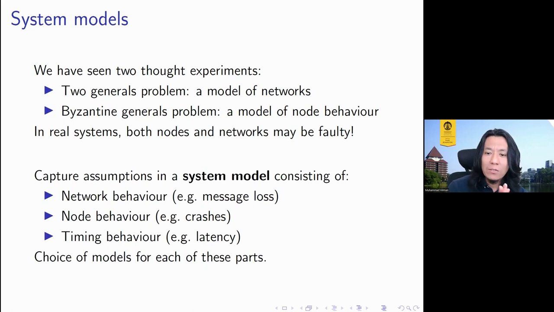Okay, so the assumptions of the system model that we are discussing here, the distributed system, start with network behavior. Probably messages can be lost. The second one is node behavior, because there are probably compromised nodes, compromised computers within the system, or maybe they can crash at any time, and we don't know which one is still alive and which one has crashed.